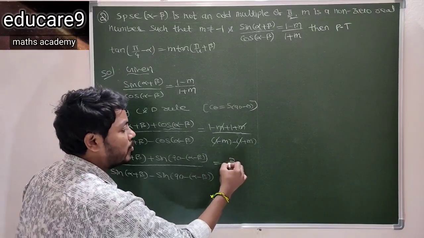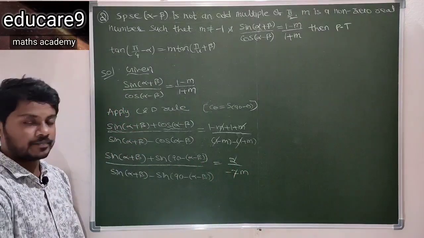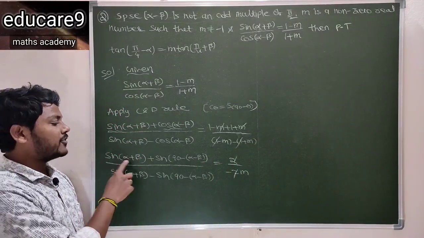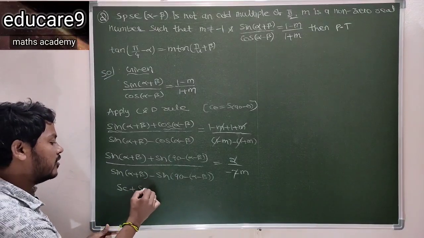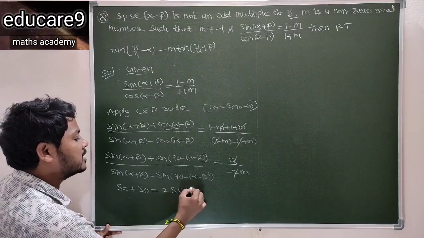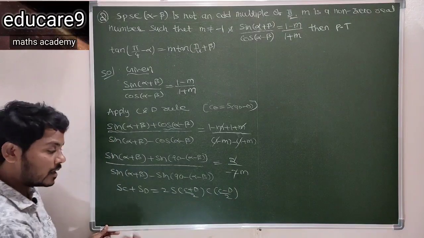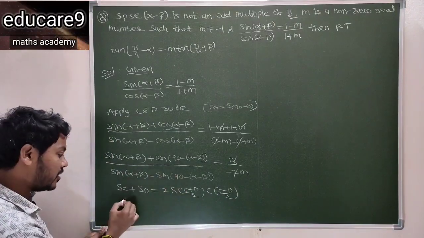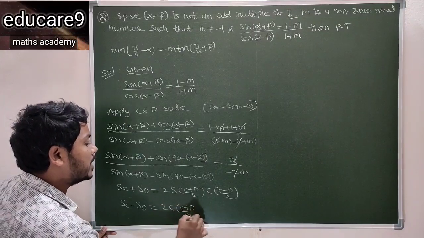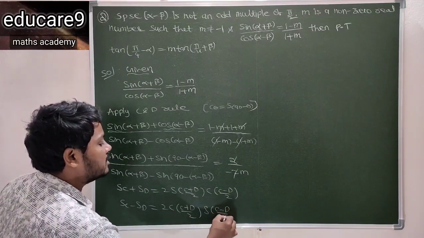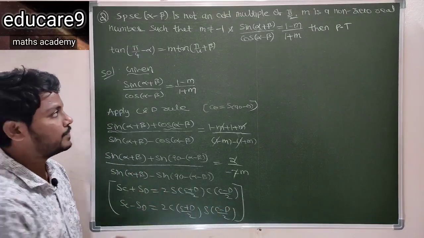So this is equal to 2 by minus m minus 2m. So 2 get cancelled. Now it is in the form of sin C plus sin D. See here, sin C plus sin D formula, that is 2 sin C plus D by 2 cos C minus D by 2. Next one, for the denominator, sin C minus sin D formula. So what is that? 2 cos C plus D by 2 sin C minus D by 2. So we have to apply these two formulas here. Okay.